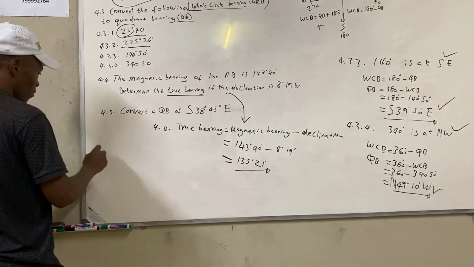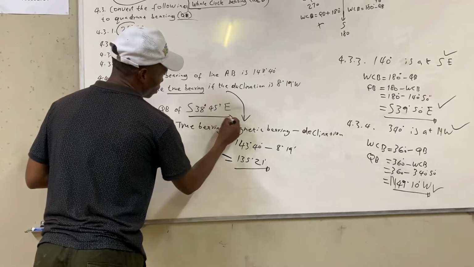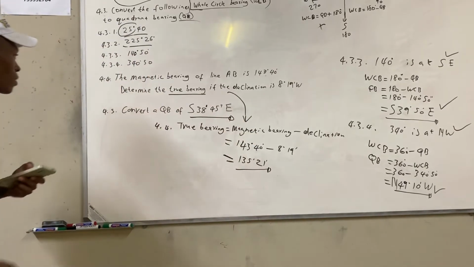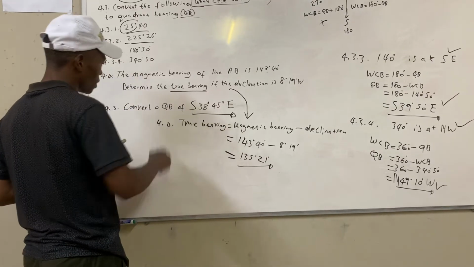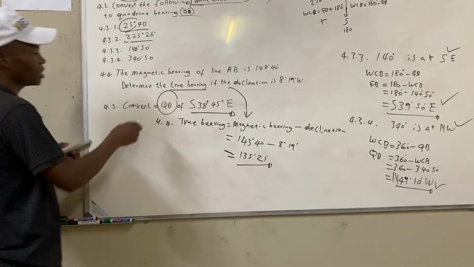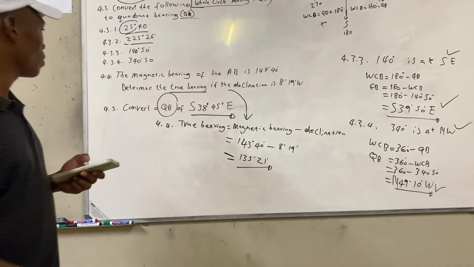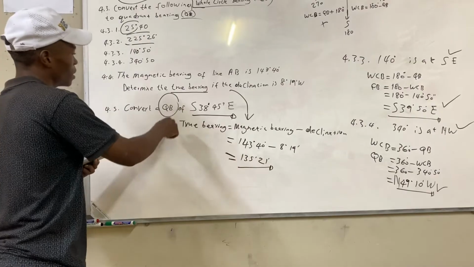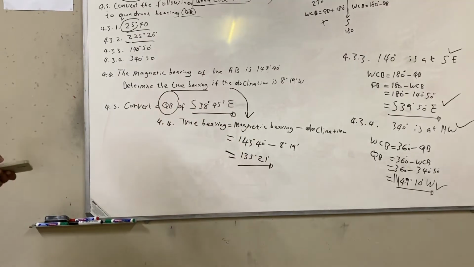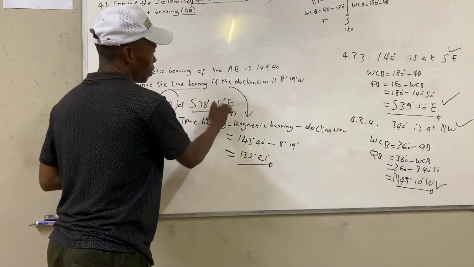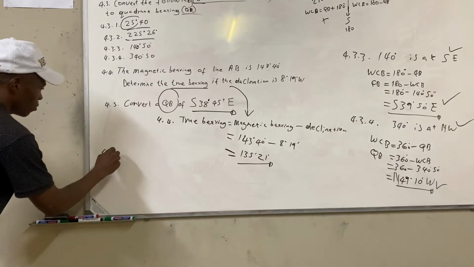So under 4.5, we see now we are given the direction. The person said what? Convert the QB. You see, now we are converting the quadrant bearing, which means this number is for quadrant bearing. And we are given the direction, southeast. We are going to use this, under 4.5.